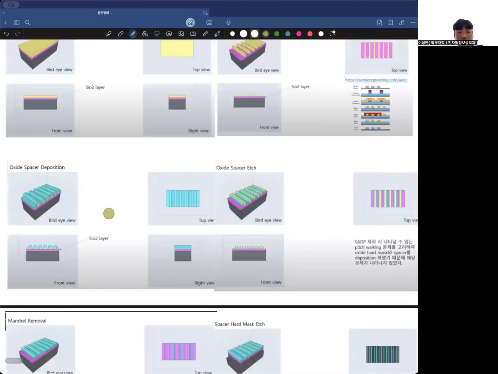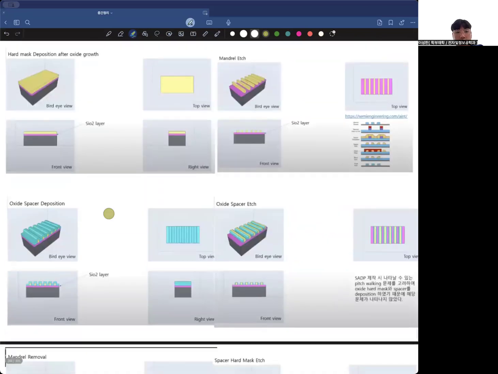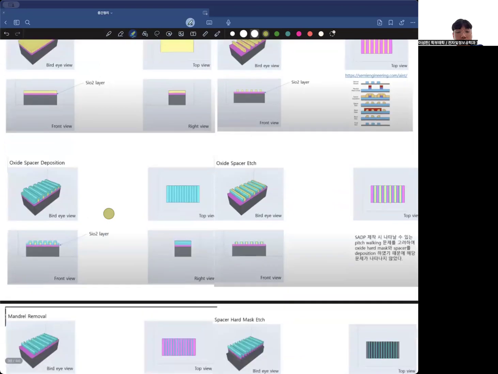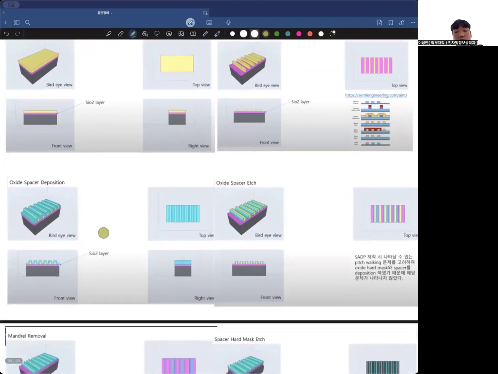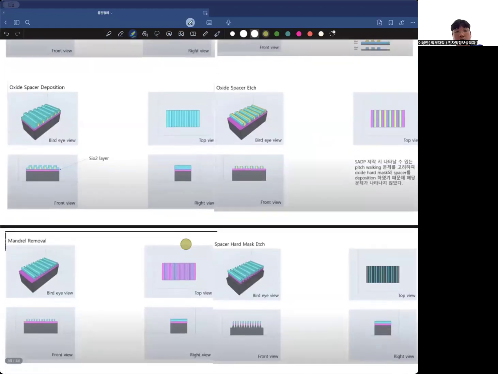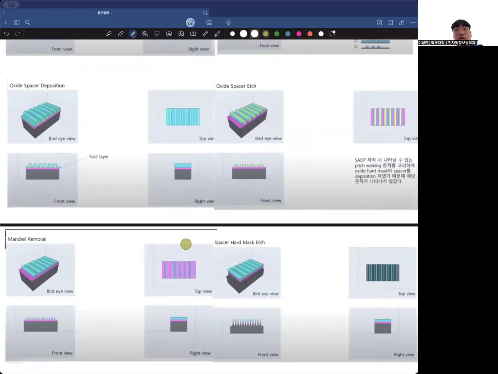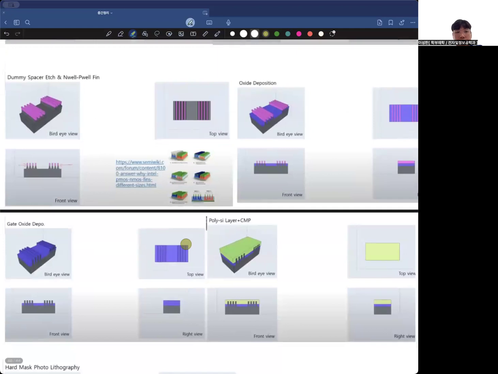And there is the manufacturing of FinFET fabrication. There is oxide growth, and we can use the self-aligned technique and the RMG technique, the replacement metal gate technique. We can make a dummy gate, remove the dummy gate, and fill in the metal gate that we want. So this is the normal FinFET fabrication technique.